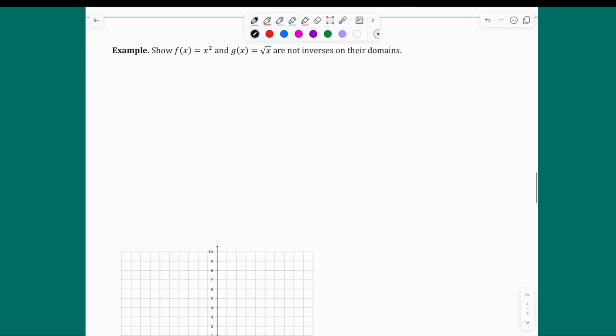All right, next example here. Show f of x equals x squared and g of x equals square root of x are not inverse functions, or at least on their domains. Okay, so once again, we will try to show the compositions of each one equals x and see why it fails. Okay, so we have f of g of x.